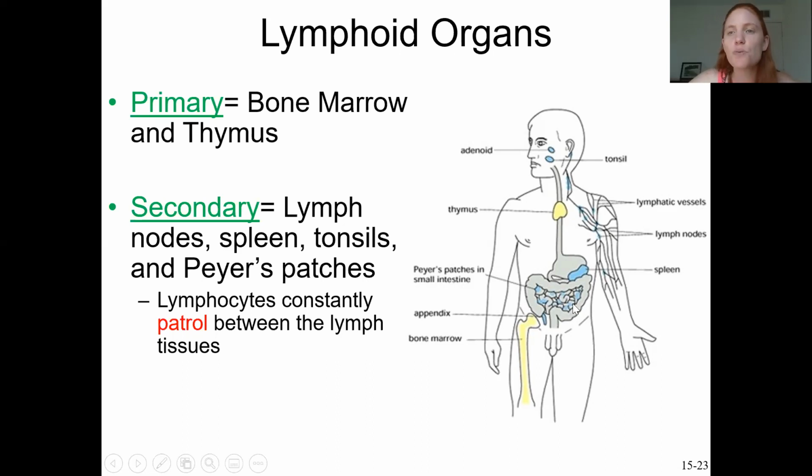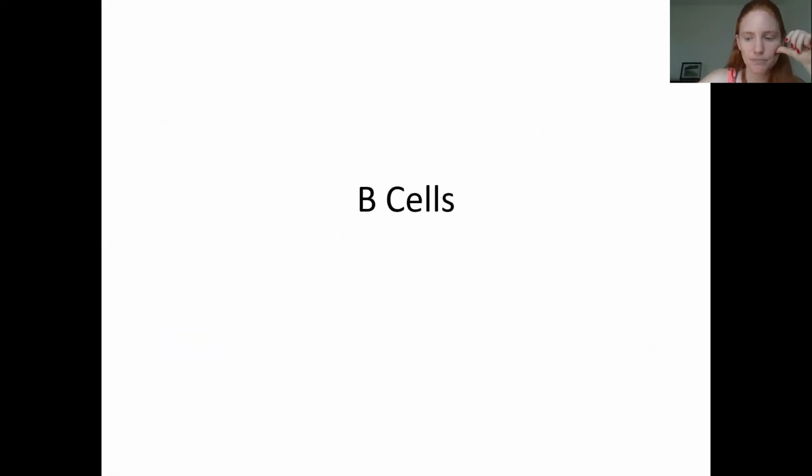And so what those lymphocytes are going to do is they're just going to patrol around. They're going to follow around the lymph nodes. They follow around between the tissues. They just sort of patrol around and look for something foreign, an antigen. Okay, so let's start with the B cells.